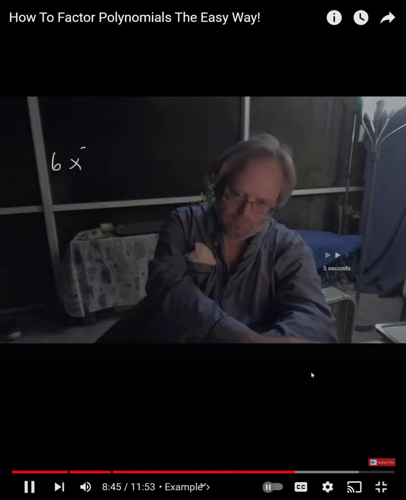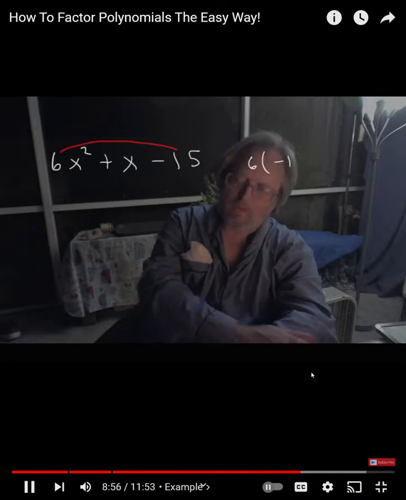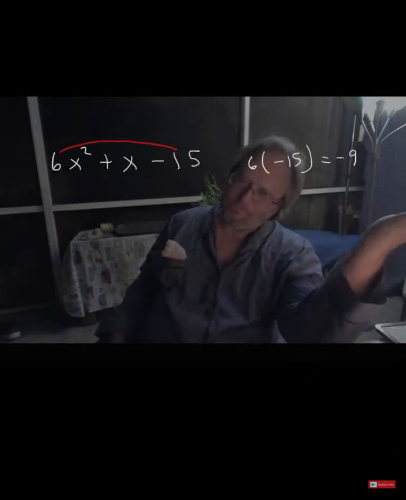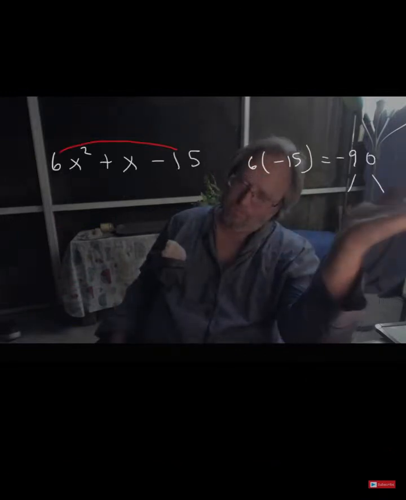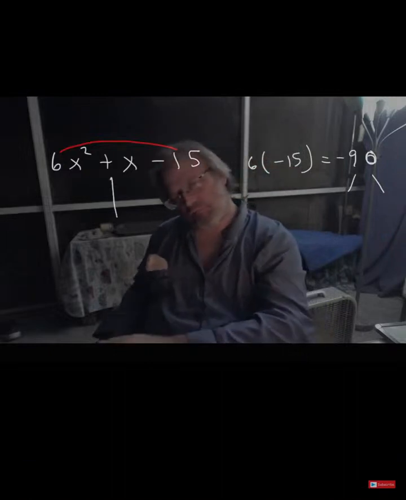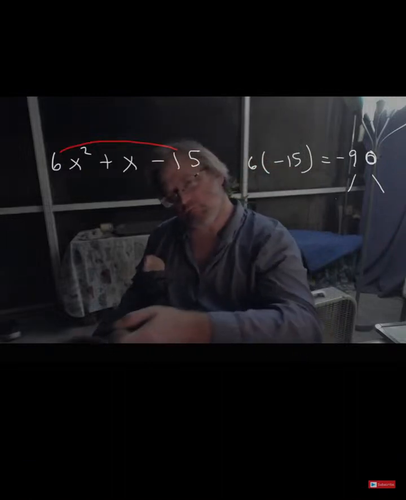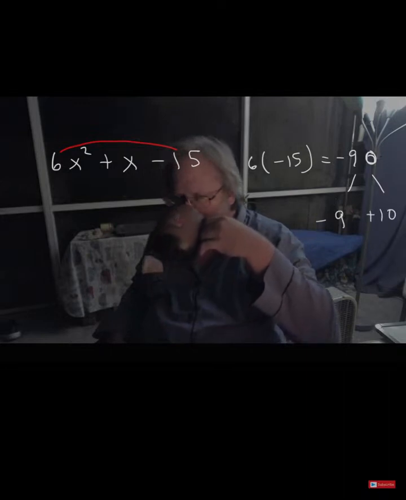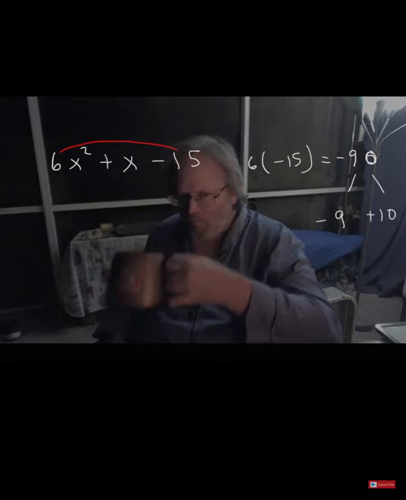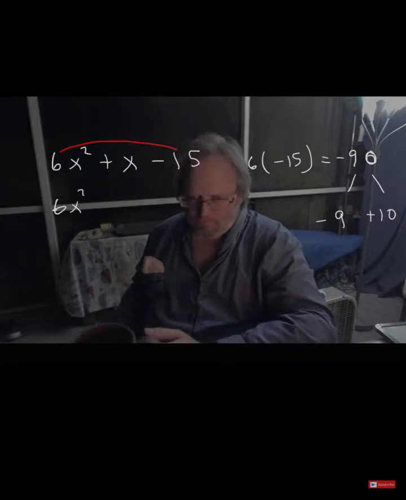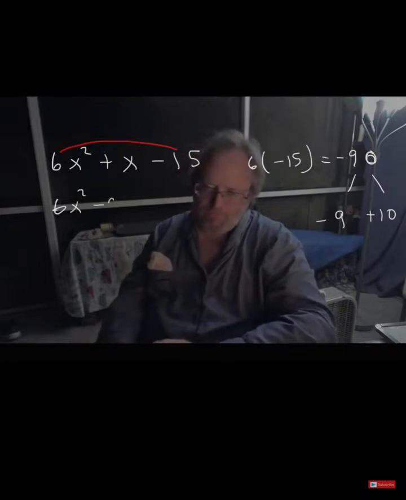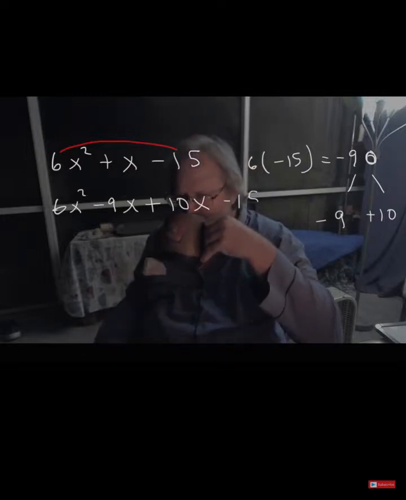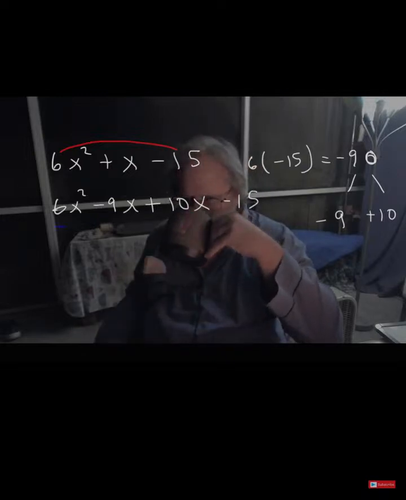The work, in fact, 6 times negative 15 is negative 90. Now we need to find two numbers that multiply to negative 90 but add to positive 1. So this is going to be 9 and 10. We're going to use negative 9 and positive 10. Negative 9 plus 10 is 1. Now our next step is to replace positive 1x with negative 9x and positive 10x, and then factor by grouping.